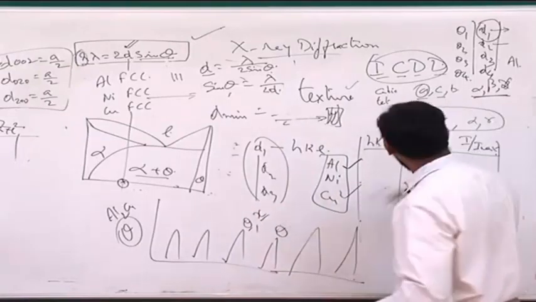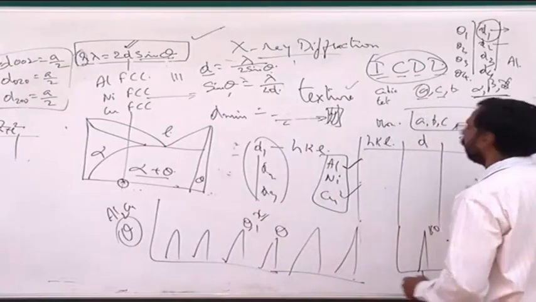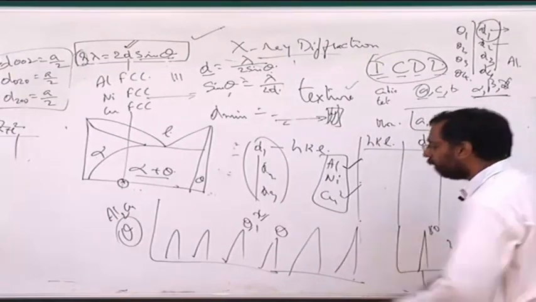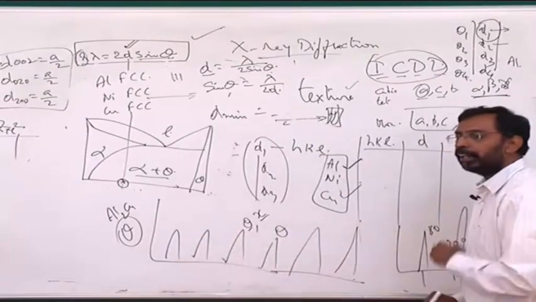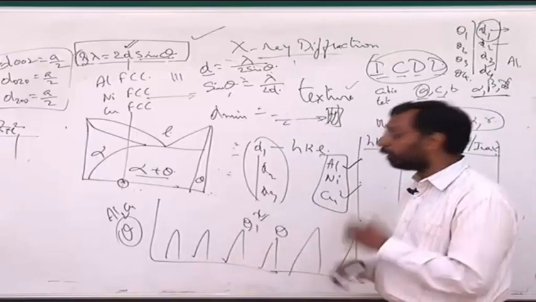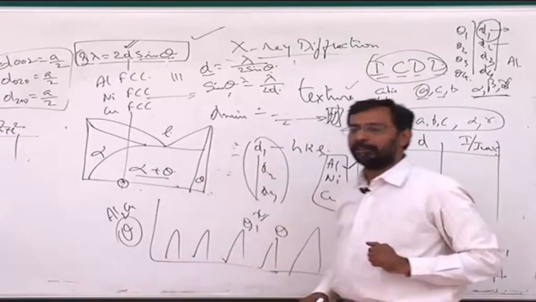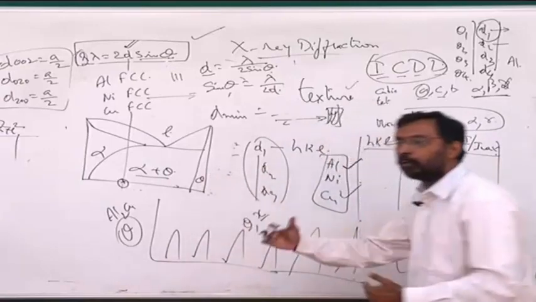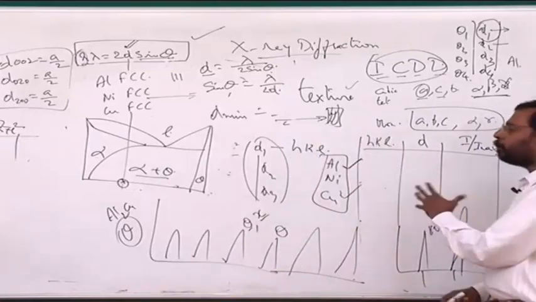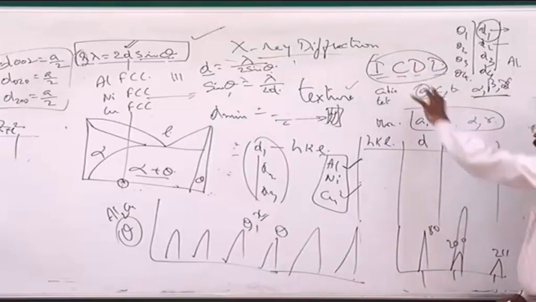So the three most intense peaks of that particular phase, whatever HKLs they are, if they are matching anywhere here, then I say that phase is existing. Otherwise, I cannot say that phase is existing. It is possible that it is some other phase, so then I start looking for what those phases are. So this is how one can find out by matching my XRD pattern with the standard ICDD.